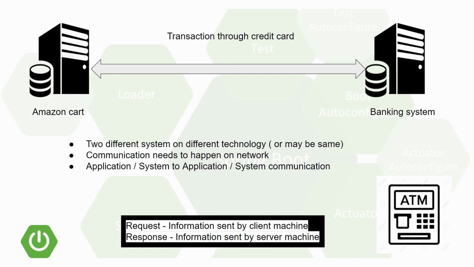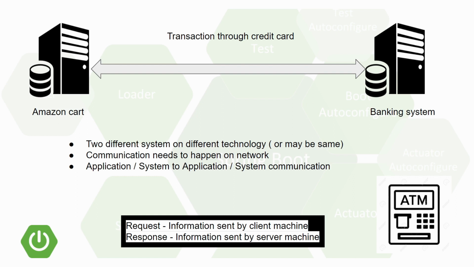Communication needs to happen over a network between applications, and this communication is application to application communication, or you can say system to system communication. A request is where information is sent by the client machine, and a response is where information is sent by the server machine. This sort of communication, where two applications communicate with each other, is called a web service.